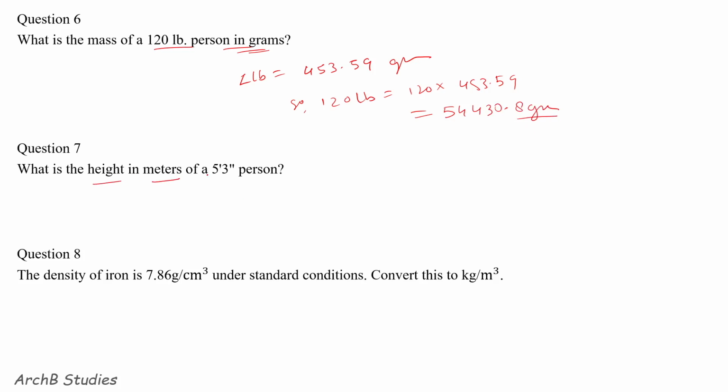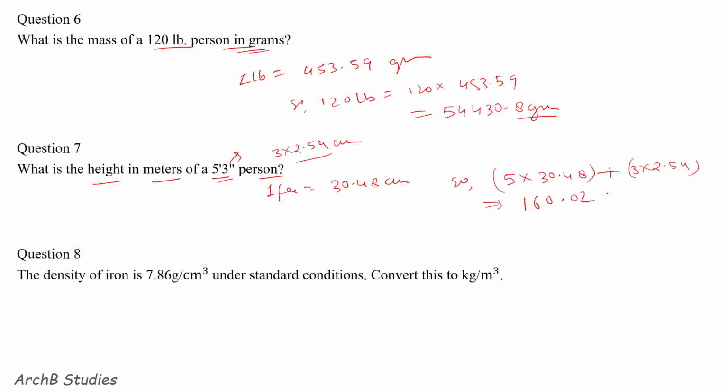What is the height in meters of a 5 feet 3 inches person? So in 1 feet there are 30.48 centimeter. So 5 into 30.48 plus 3 inches will be 3 into 2.54 centimeter, because in 1 inch there are 2.54 centimeters. So 3 into 2.54 centimeters. So this comes 160.02 centimeter. So now to convert into meters, divide by 100. So it will be 1.6002 meters.